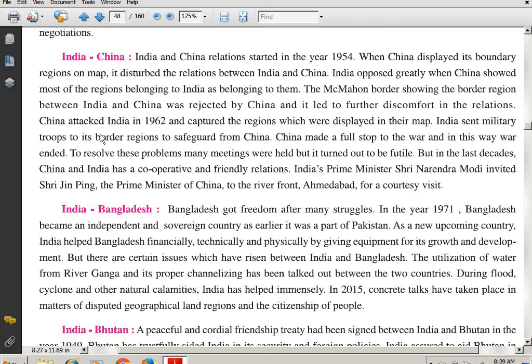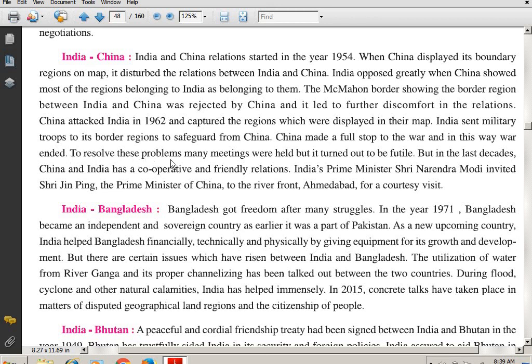India sent military troops to its border regions to safeguard from China. China made a full stop to the war, and in this way the war ended. So when India sent the military troops, China understood why India sent them: to safeguard the boundary region which India wanted to protect. That is how China gave a full stop to the war.